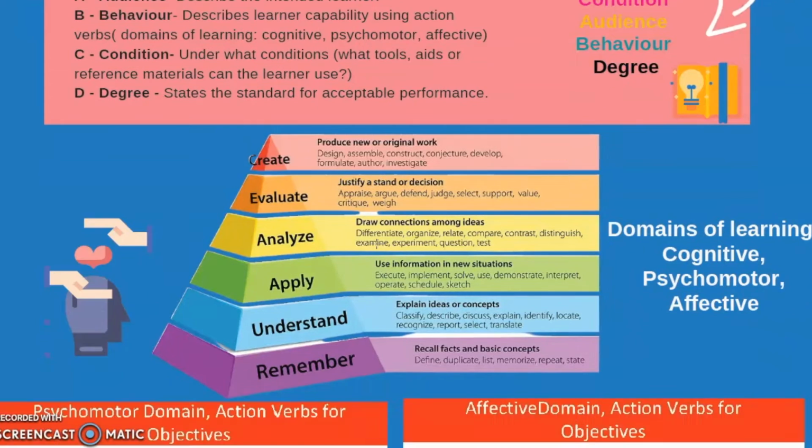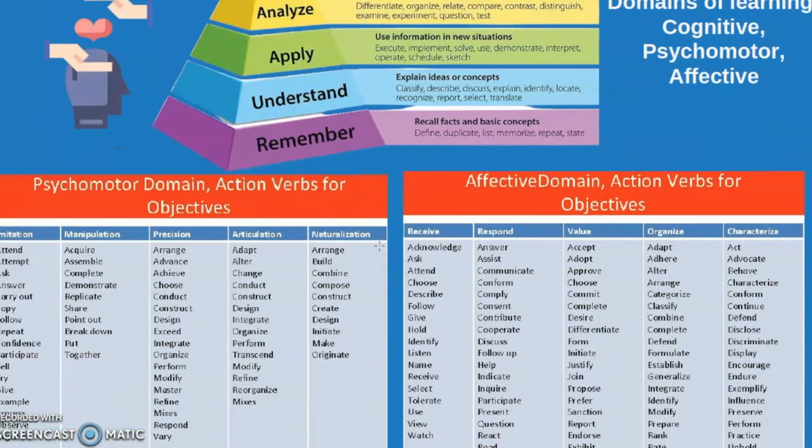And then we move on to the psychomotor and the affective domain. In the affective and psychomotor domain, you also have a list of verbs that are categorized. In the psychomotor domain, the action verbs, they are categorized according to imitation, manipulation, precision, articulation, and naturalization. And you have the different verbs that can be utilized at the different levels. Affective domain, you have receive, respond, value, organize, and characterize. So to ensure that the students value the lesson, you would use verbs such as approve, complete, commit.